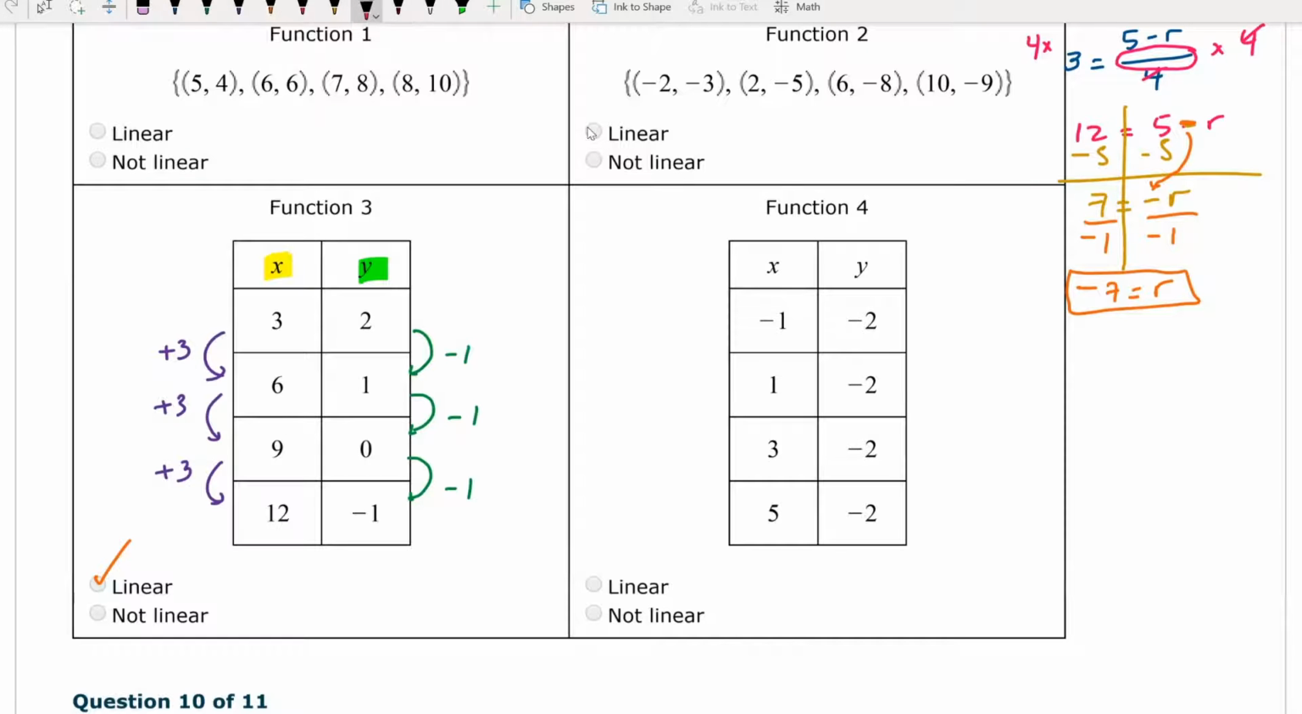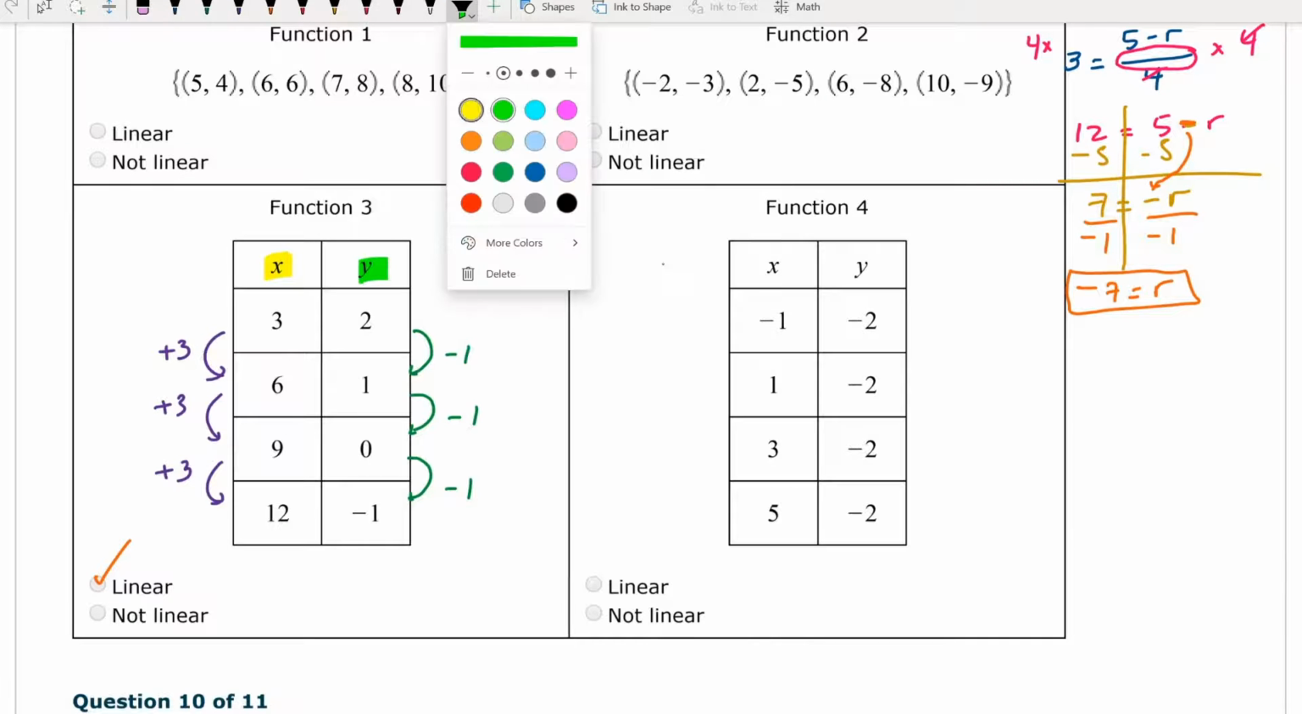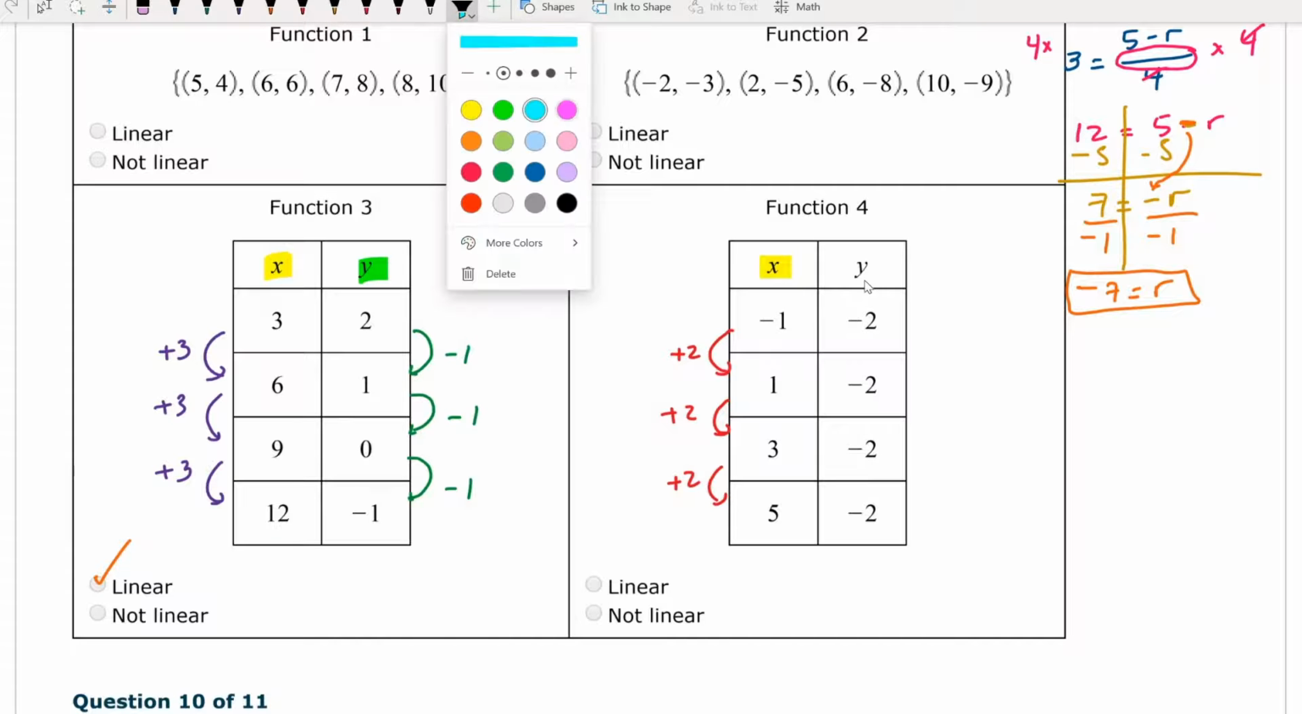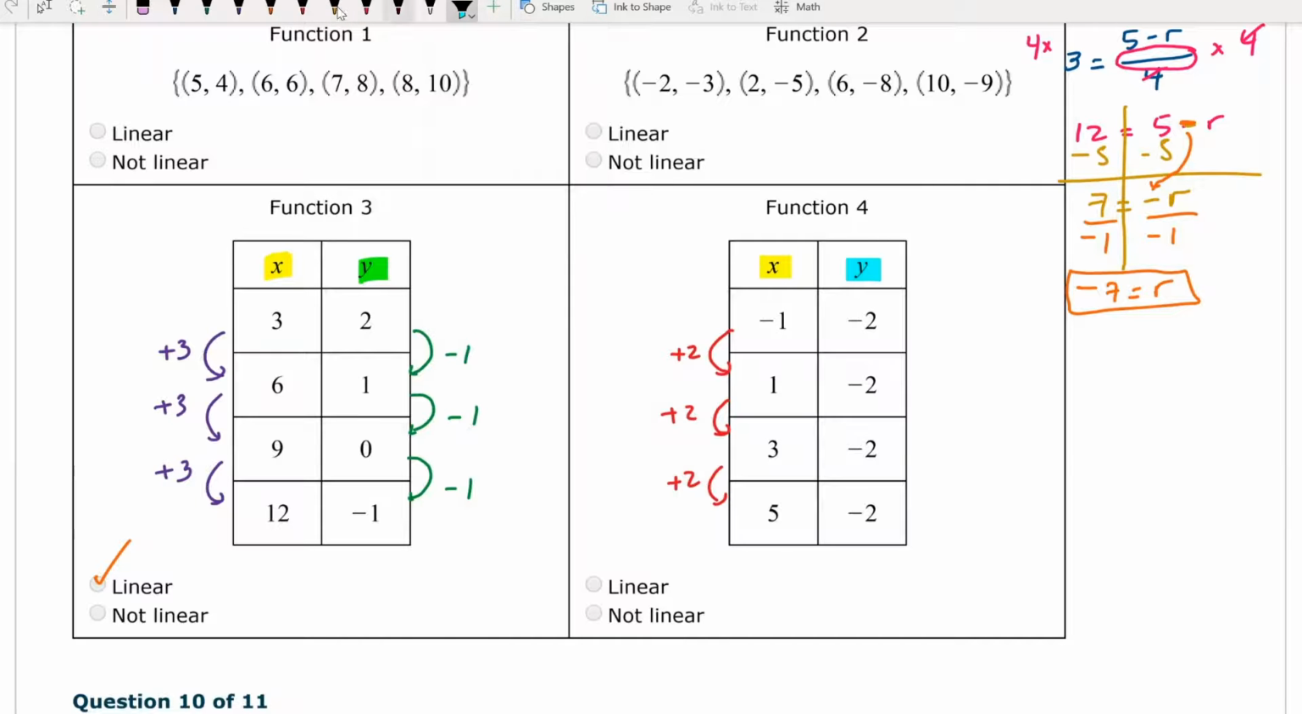Okay, we're going to look at function number 4. Same idea. On x value, what is the pattern of x? X increasing by 2. 1 to get 3, you add 2. 3 to get 5, you add 2. They are looking good. The y value, we all have -2, which means it's increasing by 0. They're adding 0. So it follows the same pattern. It's going to be a linear function.